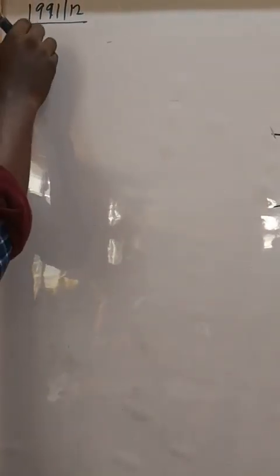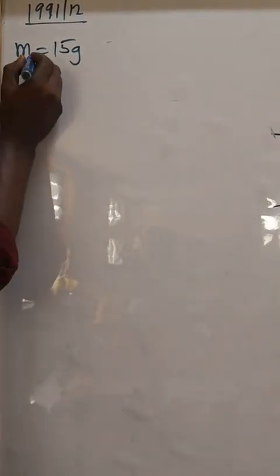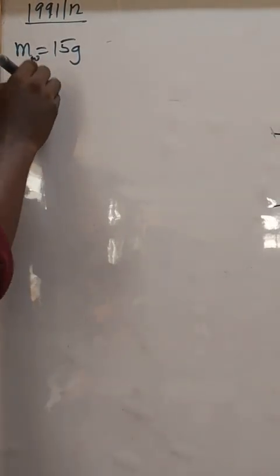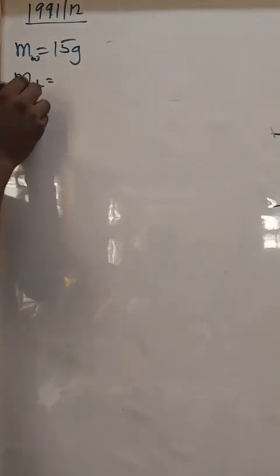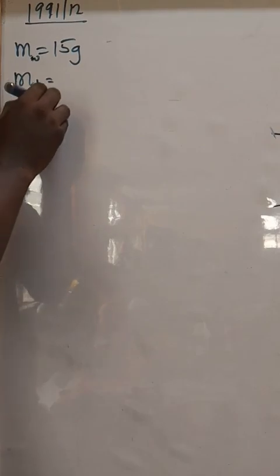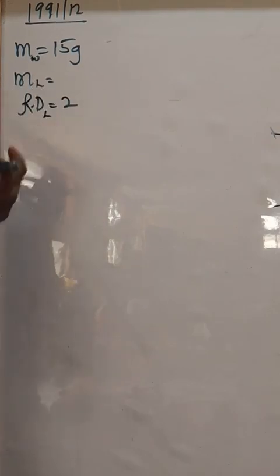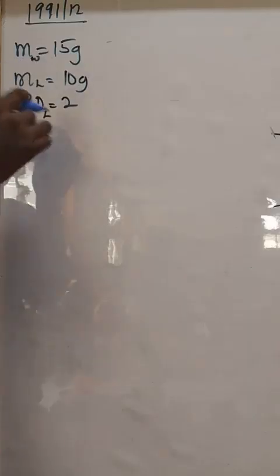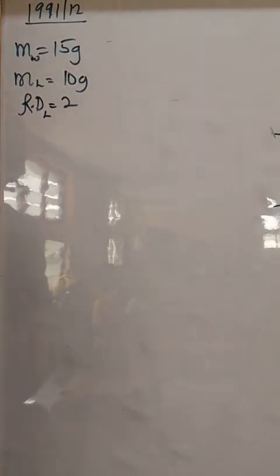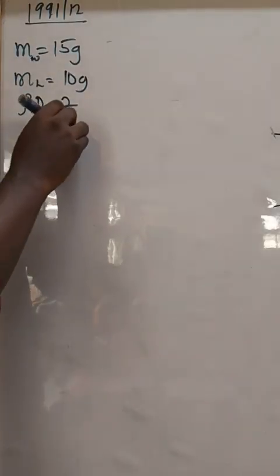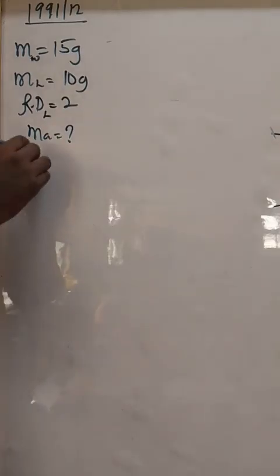The question: the mass of a stone is 15 grams when completely immersed in water. So that's the mass in water. And 10 grams when completely immersed in a liquid of relative density 2. It's 10 grams in the liquid. The mass of the stone in air is... So this is very straightforward.